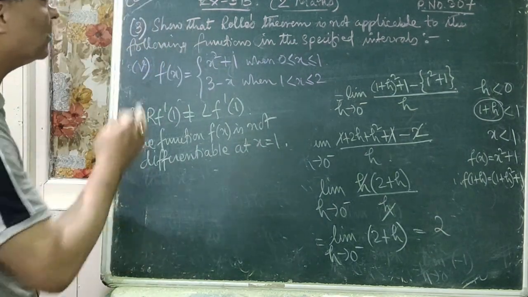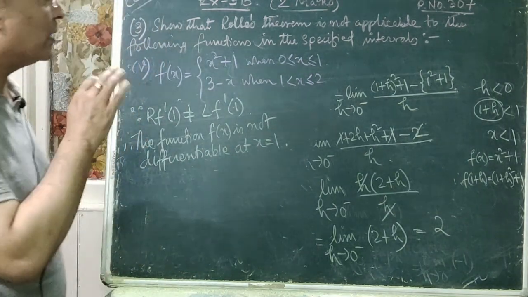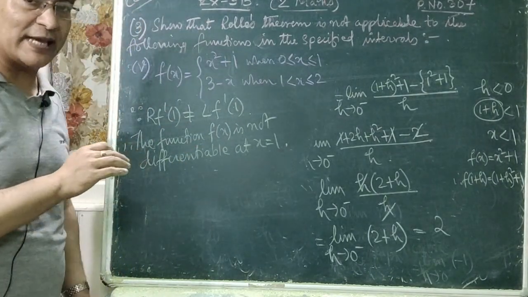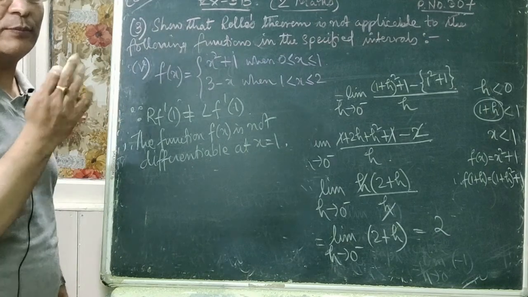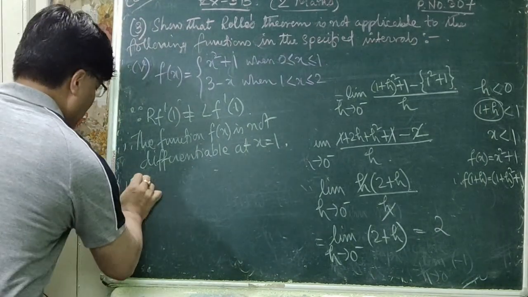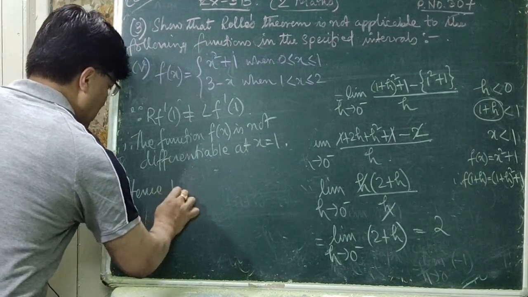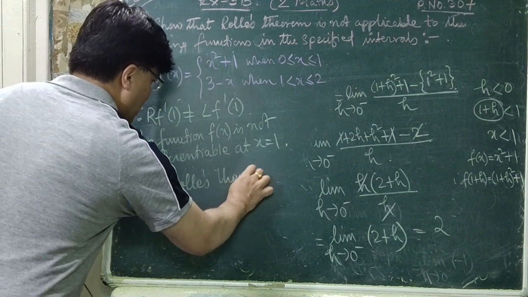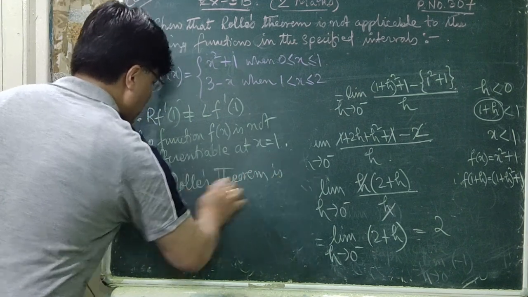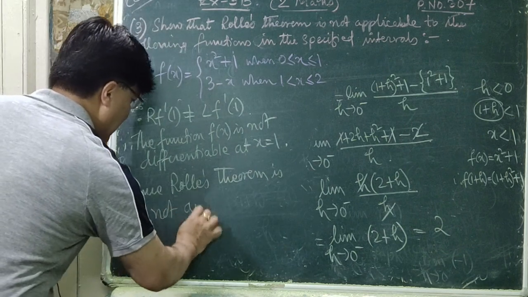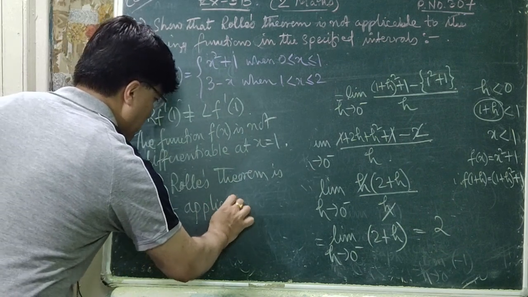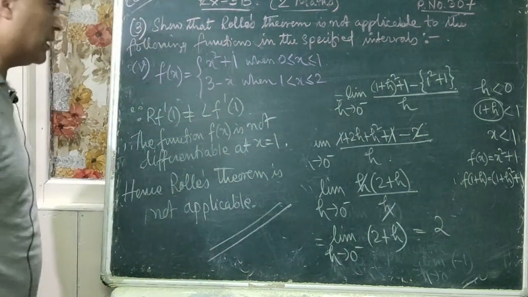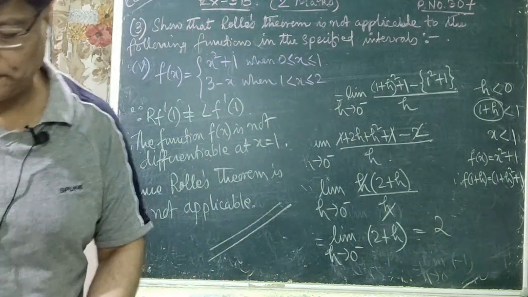So what can we write here? Hence one of the conditions of Rolle's theorem is not satisfied in this case. So hence Rolle's theorem is not applicable. Hence Rolle's theorem is not applicable. So this is your answer.